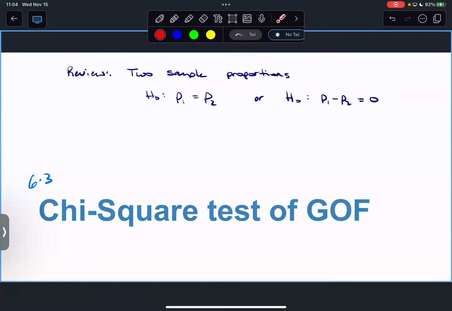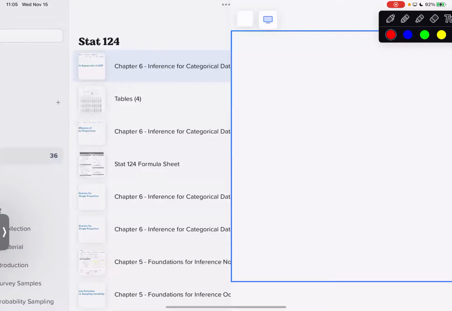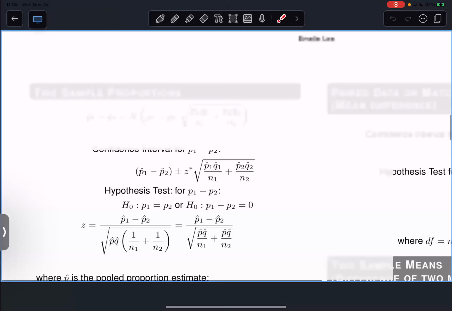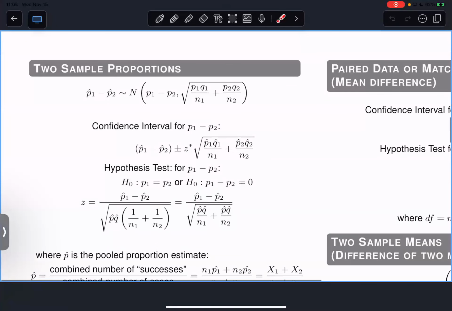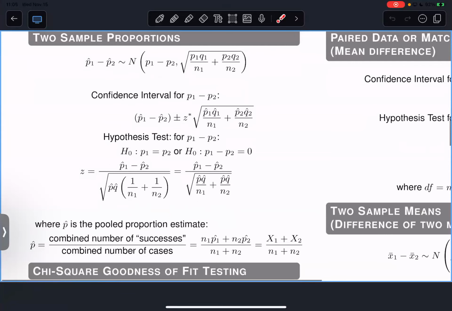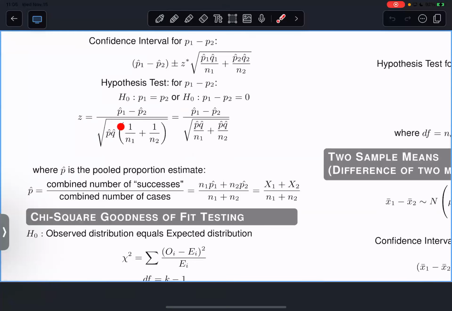And there were conditions that we checked, and they're on your formula sheet, sometimes in disguise. We can build a confidence interval for P1 minus P2 using the difference in the sample proportions. As long as you're consistent with your group 1 and group 2 assignments, it doesn't matter which one is which. And then we can do a hypothesis test, and our test statistic is still a Z.